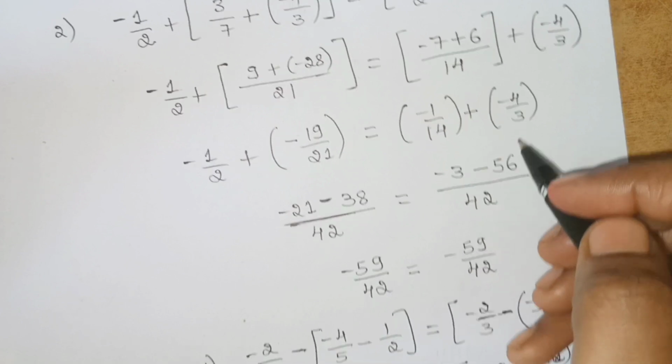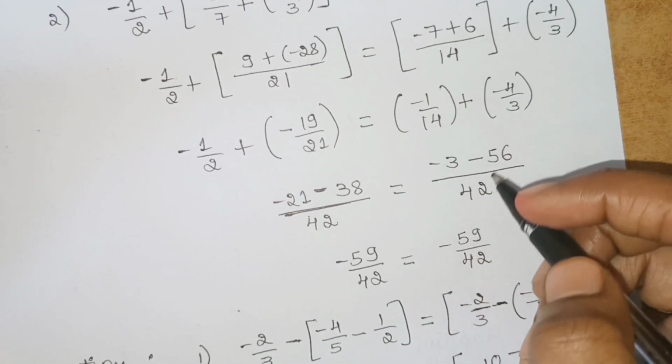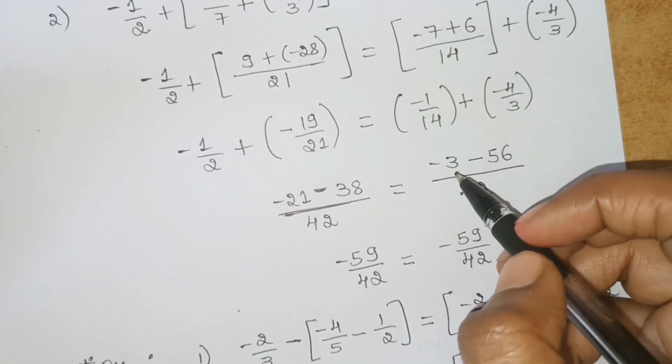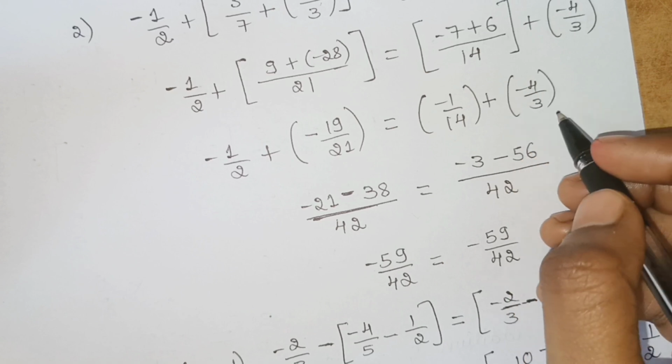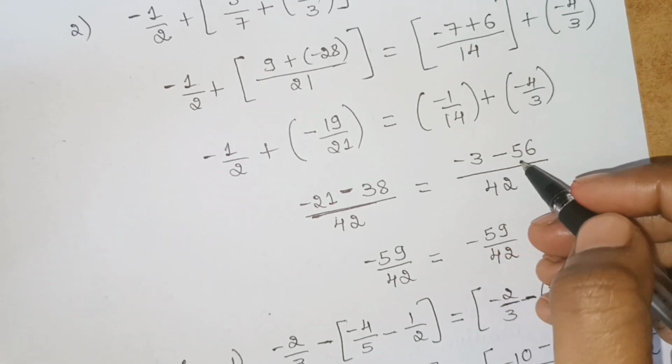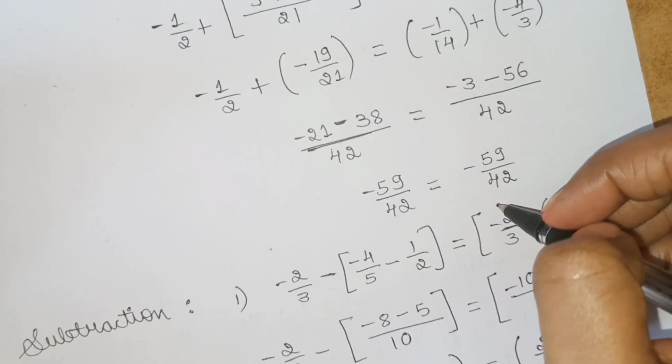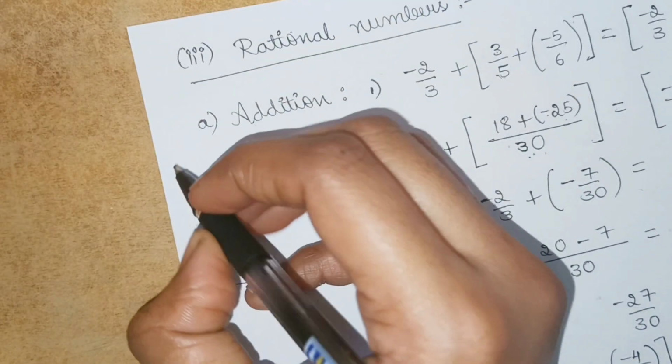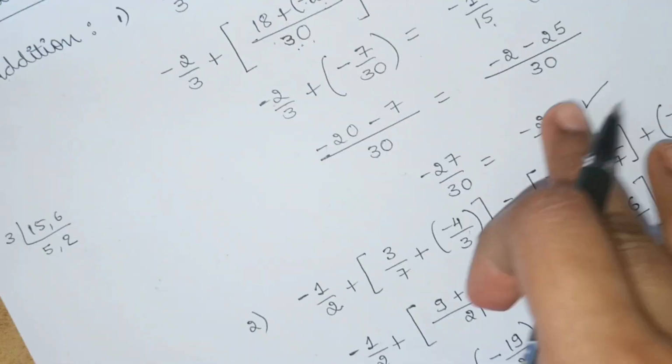Now 14 and 3 LCM is 42. 14 3s are 42. 3 1s are 3. Plus into minus is minus. 3 into 14, 14 4s are 56. So minus 3 minus 56 is minus 59 by 42. So these are equal. So we will confirm that addition is associative in rational numbers.